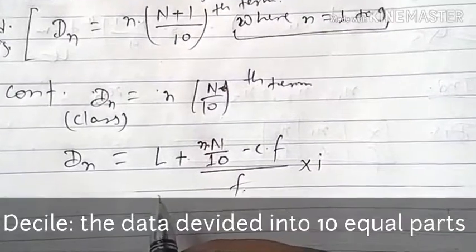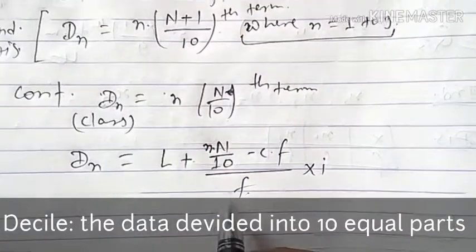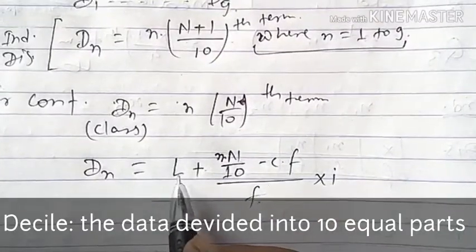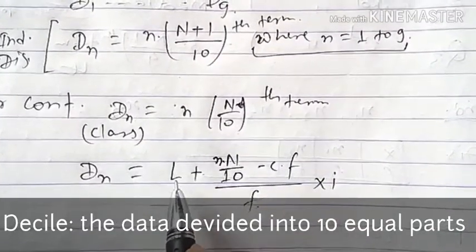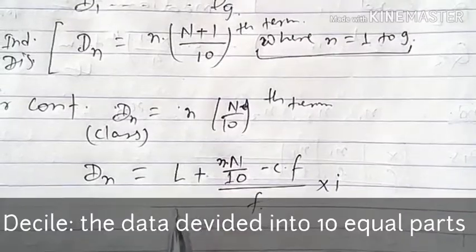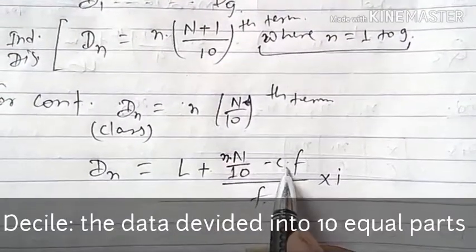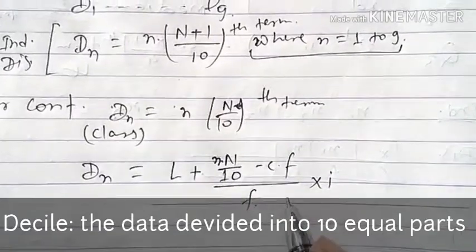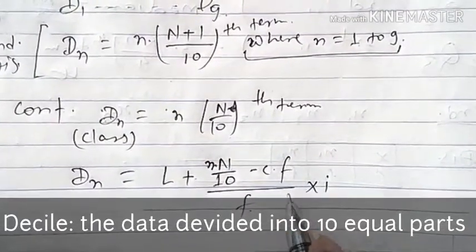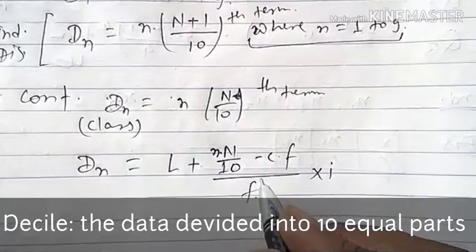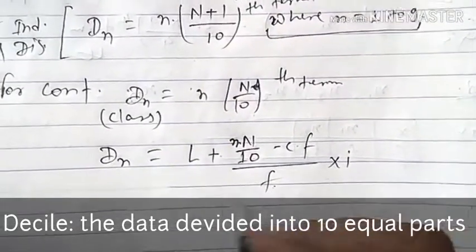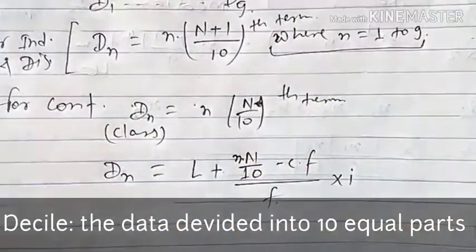f is the belonging class frequency, i is the size of the class interval, l is the lower limit of the given class, the belonging class, and cf means the previous cumulative frequency before the belonging class. So these are the formulas to get the decile.